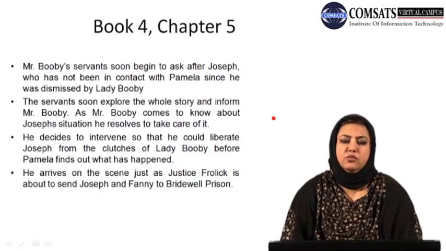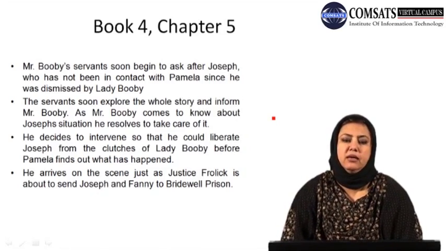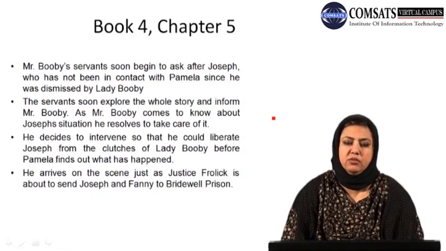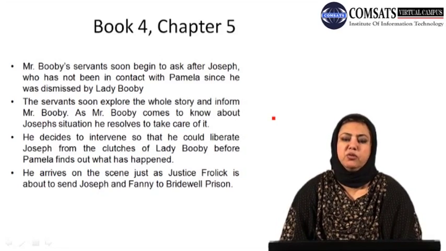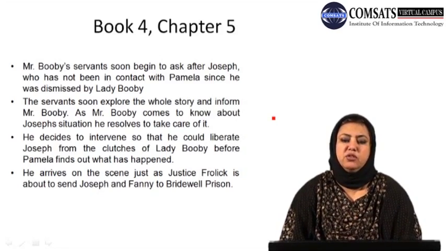Mr. Booby's servants soon begin to ask after Joseph, who has not been in contact with Pamela since he was dismissed by Lady Booby. Now, it is very natural. Pamela, because of her love for her brother, wants to find out where Joseph is. So Mr. Booby sends his servants to find him out. The servants soon explore the whole story and inform Mr. Booby. As Mr. Booby comes to know about Joseph's situation, he resolves to take care of it.